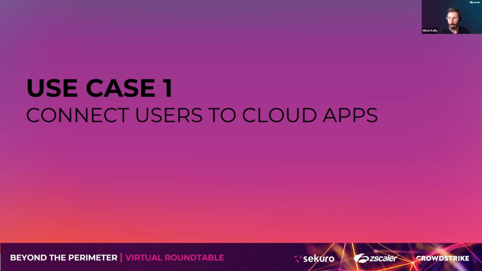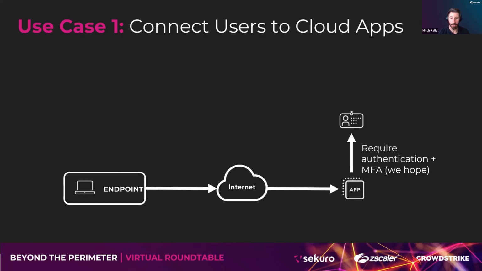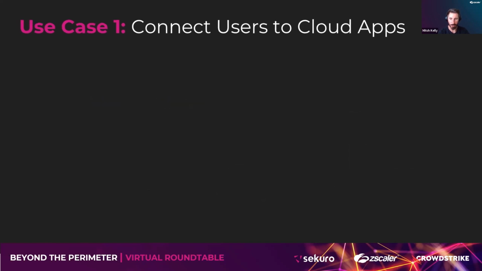So the first use case, we're going to talk about how we can connect our users within our organization to cloud applications. With use case one, you'll see we've got a few elements here on the screen. We've got our endpoint, so we have to have somebody who's actually connecting, right? We've got the internet, so this is obviously an internet-based cloud application. Our endpoint's going to navigate to this cloud-based application. The first line of defense that we'd typically have is an authentication screen. So we require authentication, and if we're being good citizens, we'll also have multi-factor authentication enabled, as we've got up there. Okay, so we've got that trademarked, we're probably going to say that a fair bit today: there's nothing wrong with this.